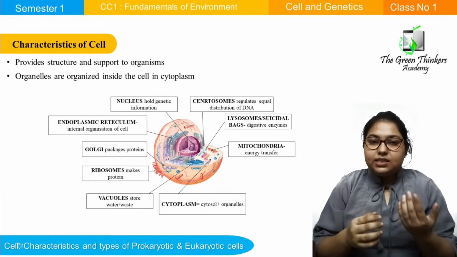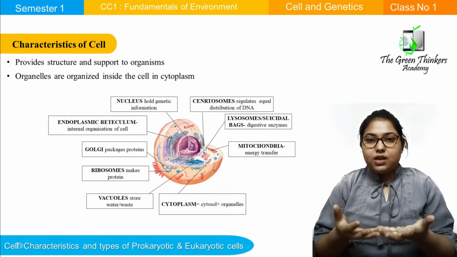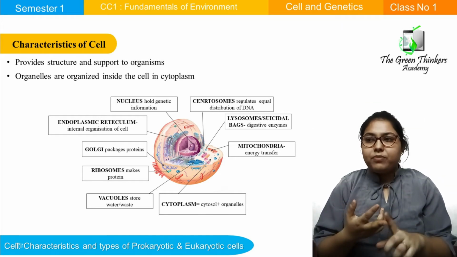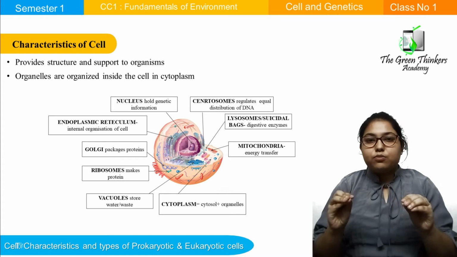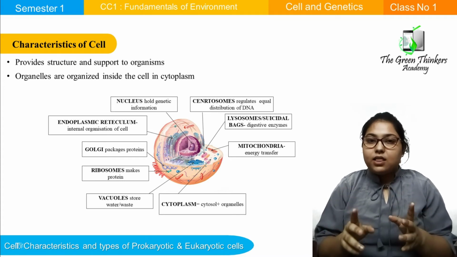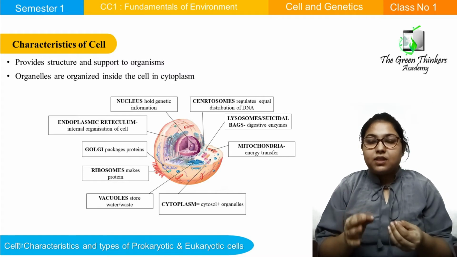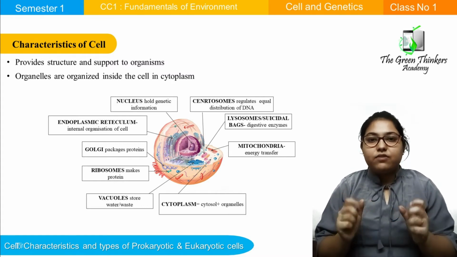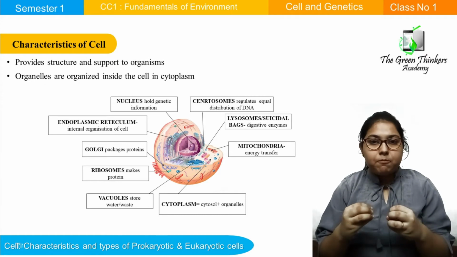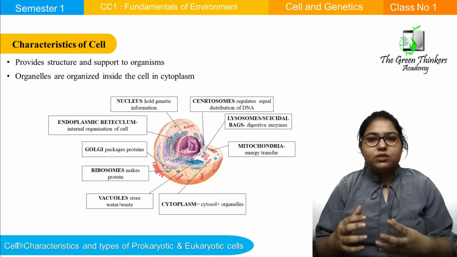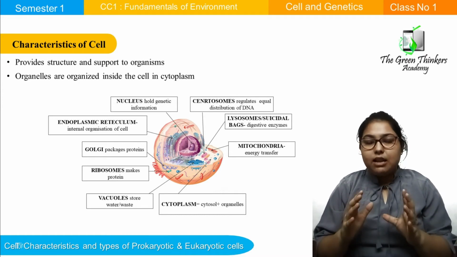Another organelle present in the cytoplasm is the centrosome. It regulates the equal distribution of the DNA. Next is the lysosomes, which are also called the suicidal bags. These are basically digestive enzymes which eat up the germs or the outside materials which are unwanted in the cell.